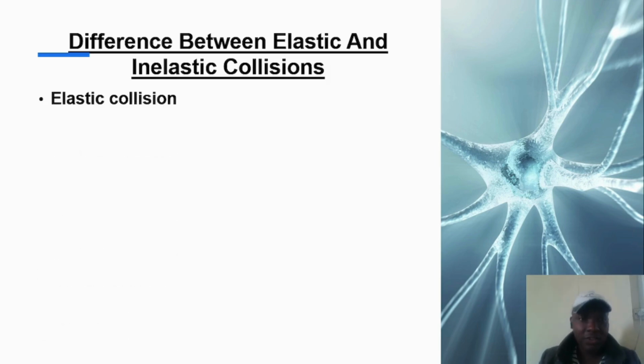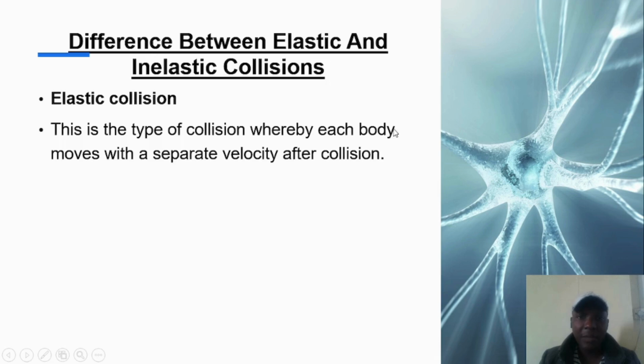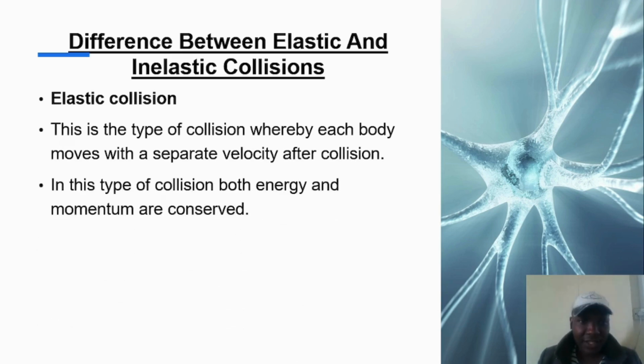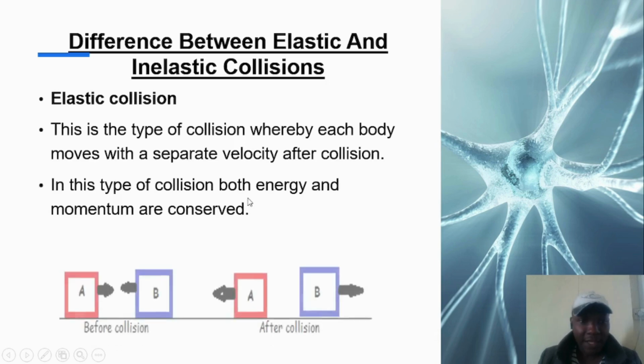Now in terms of elastic collision, this is just the type of collision whereby each body moves with separate velocities after collision. So this is the first kind of collision, whereby after the collision the bodies involved move at separate velocities. In this type of collision, both the energy and the momentum are conserved. So later on we'll discuss that the principle of conservation of linear momentum is based on this elastic collision, because in this kind of collision, both energy and momentum are conserved. So that's how it is.